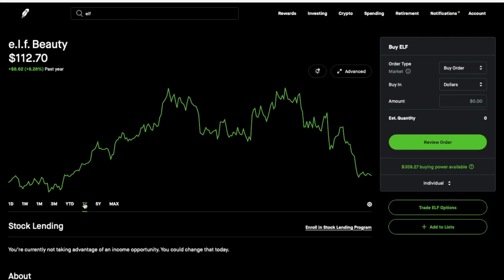Okay, my third is kind of a strange one that you might be scratching your head on, but I really like Elf Beauty. This thing has pulled back significantly. You can see a double top here on the chart if you just look at a year. So you're looking at this double top, and then this thing drops down here. I think honestly it's at a pretty good discount. It could go down even more. So that's why, again, I'm selling a put on this to get it a little bit lower. I'm going to show you where I'm targeting this.